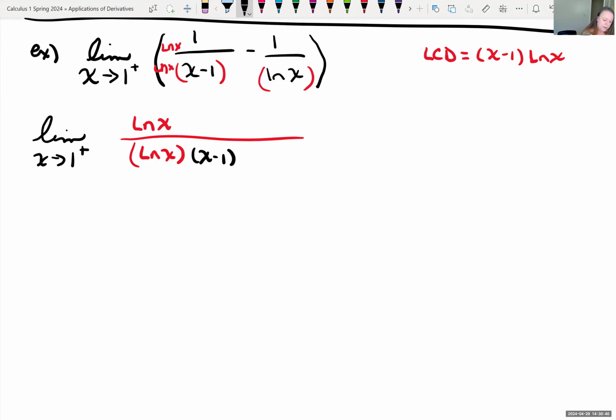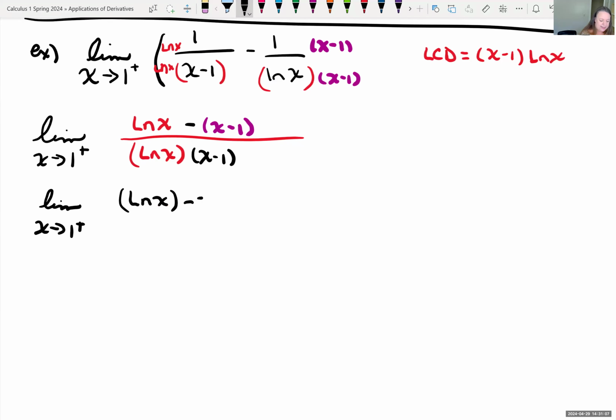And then minus our second fraction, we're going to need to multiply both the top and bottom by x minus 1. Let's simplify that a little bit. The limit as x approaches 1 from the right of the natural log of x minus x plus 1, all over the natural log of x times x minus 1.